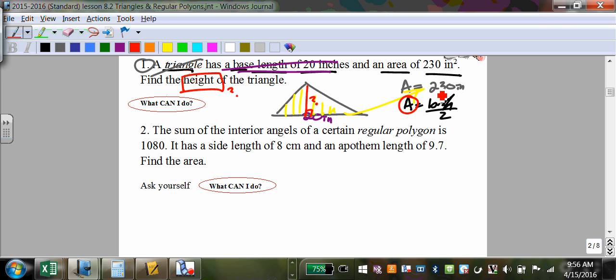That's why, do you see why we write the equation with area equals? Very often you have to work with the other side. So we have 230 equals your base, which is 20, times your height, which is your unknown, over 2. Pop that over 1, solve. I'm going to give you 20 seconds. Yes, you may use calculators if you need to.